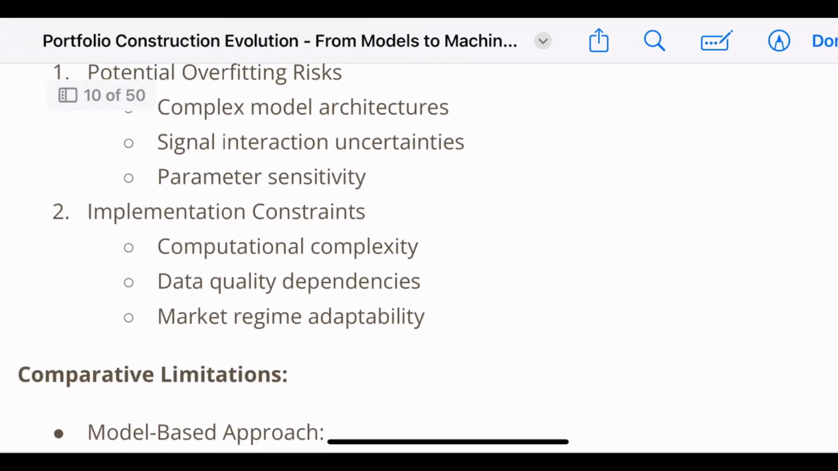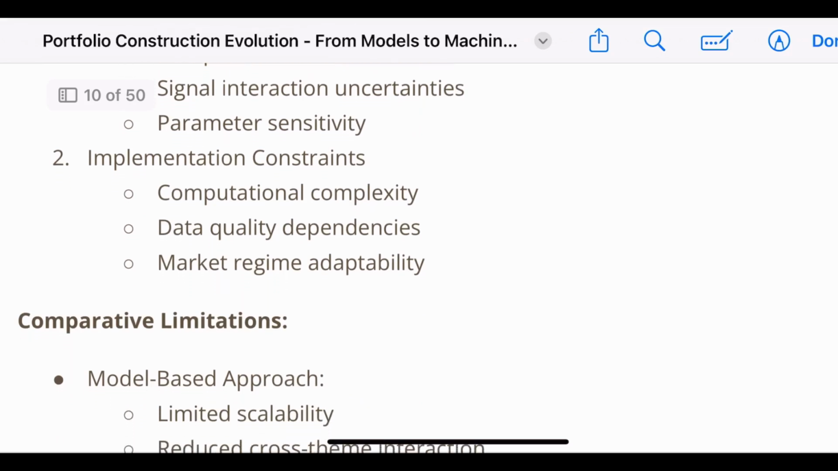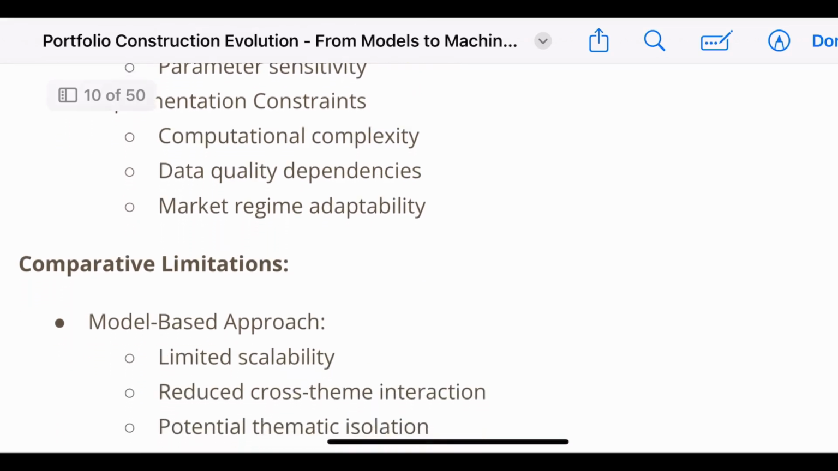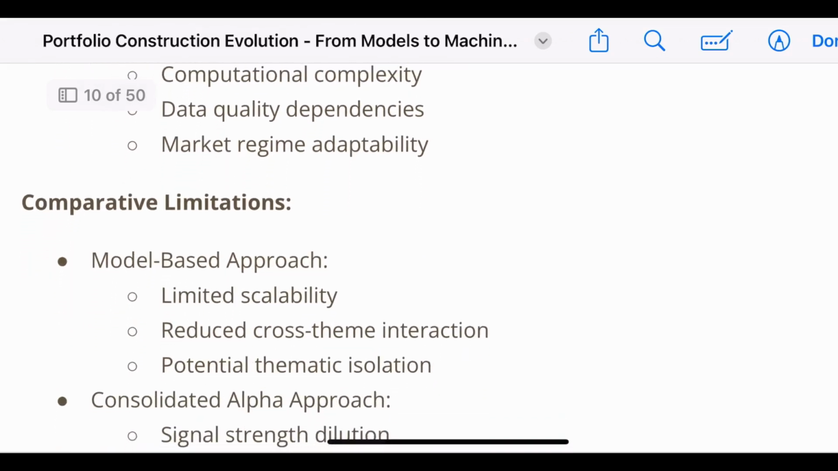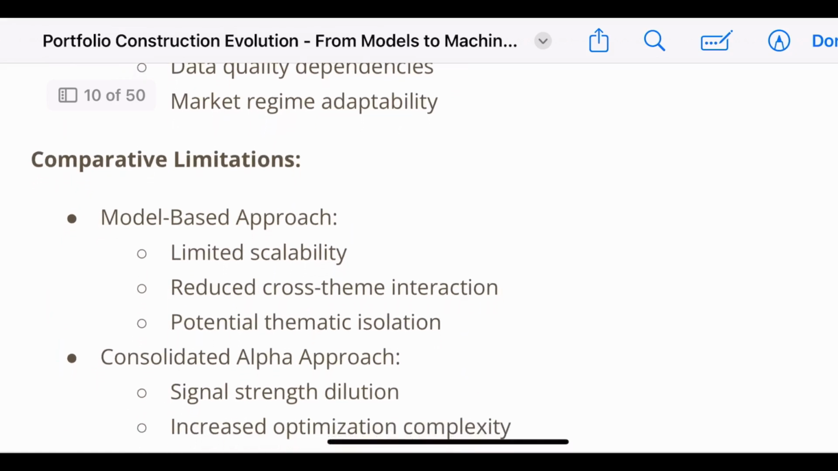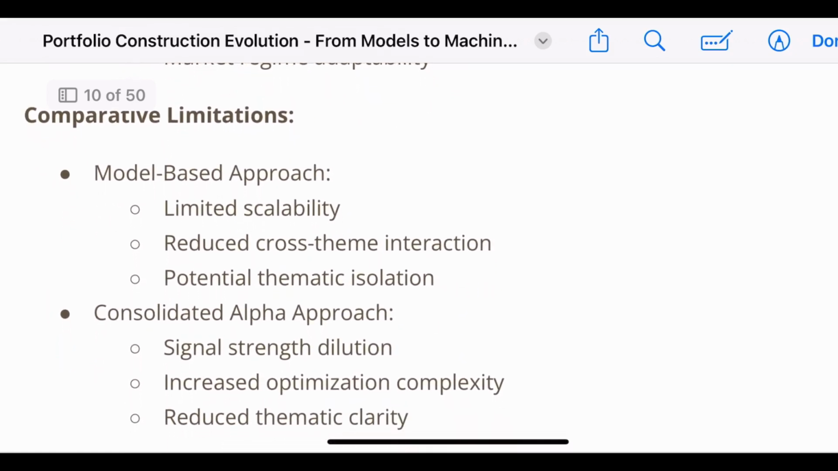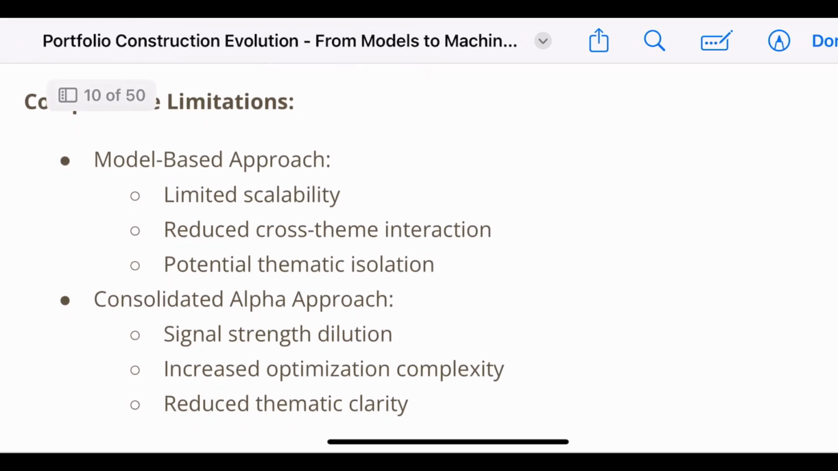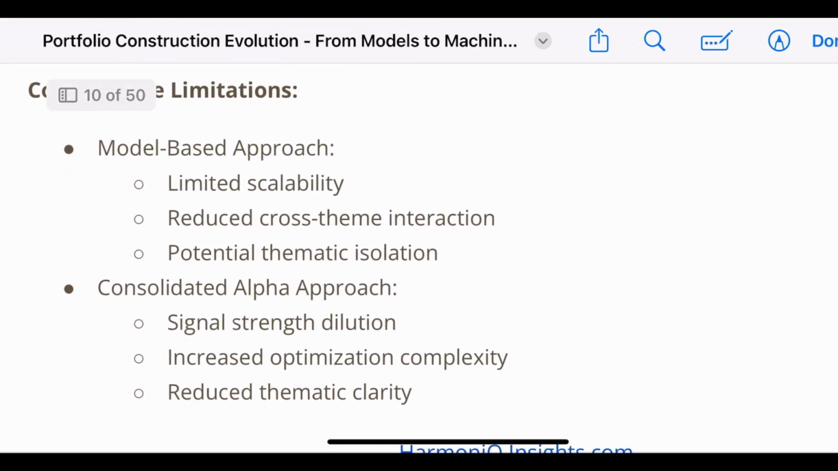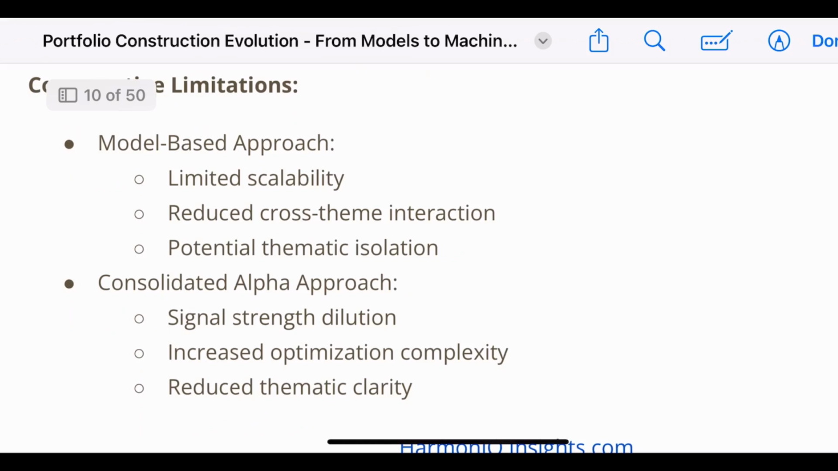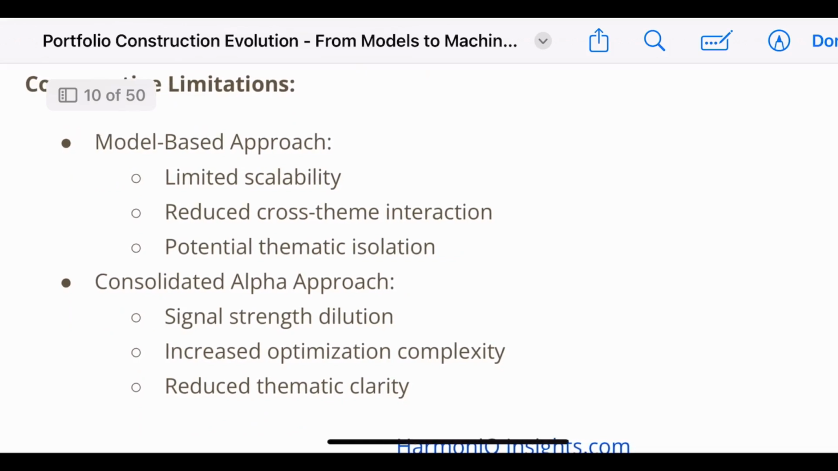As you add more and more themes, it can become increasingly difficult to manage all that complexity and the interactions between those different models. So it's tough to keep all those plates spinning. Yeah, and going back to your earlier question, there's also the risk of missing out on opportunities that don't fit neatly into any of your predefined themes. You might be so focused on your existing themes that you completely miss out on a new emerging trend.